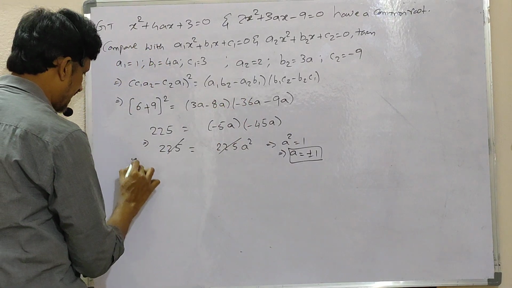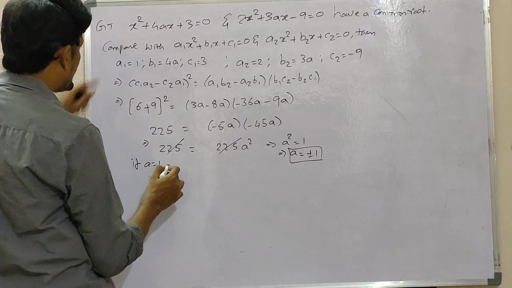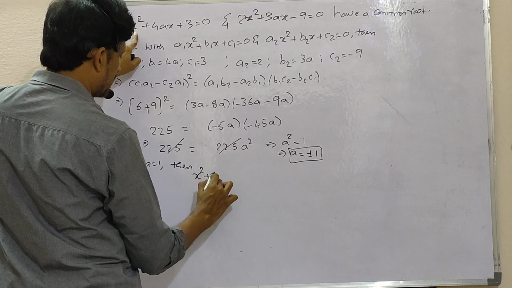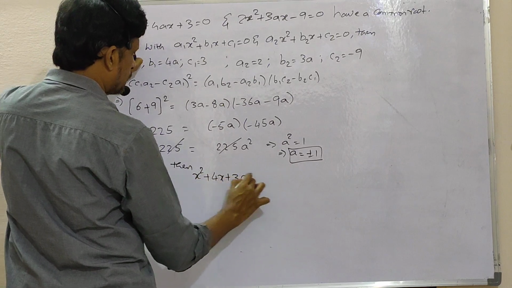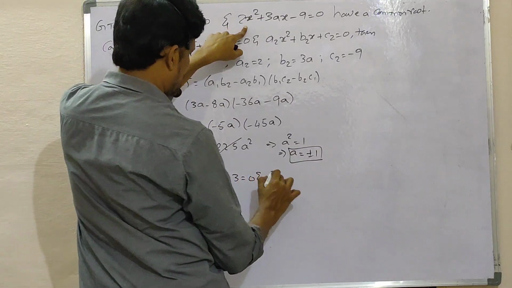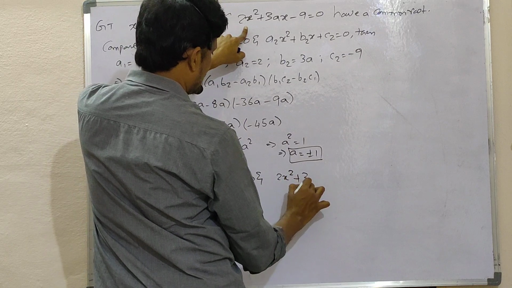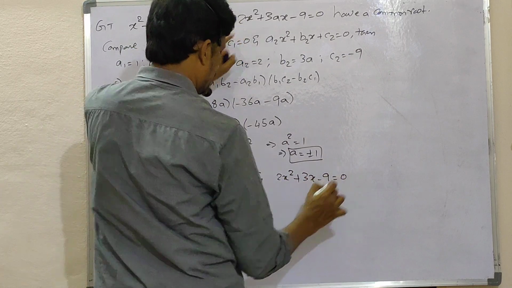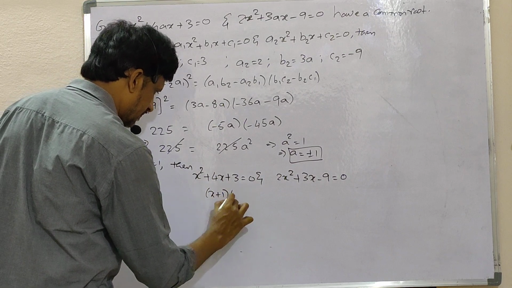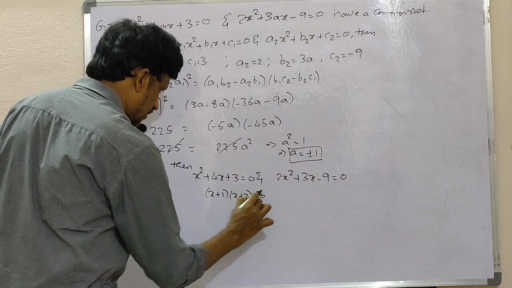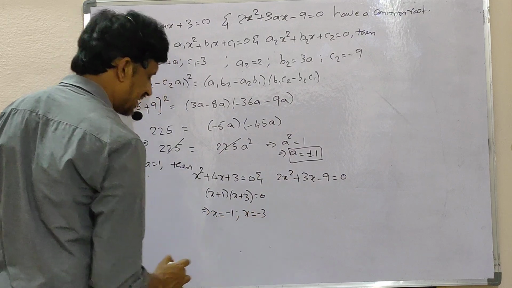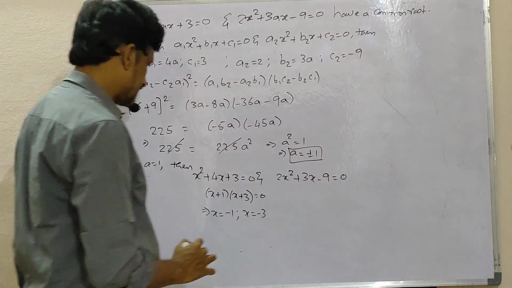Suppose you take a is equal to 1, then the first equation will be x square plus 4 into 1, that is 4x plus 3 is equal to 0. And the second one is 2x square plus 3x minus 9 is equal to 0. So this is x plus 1 into x plus 3. So the roots are x is equal to minus 1, x is equal to minus 3 you are getting here. Roots are minus 1 and minus 3 here.